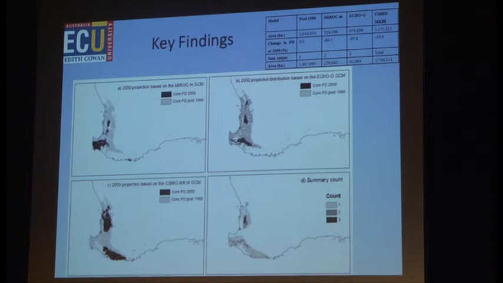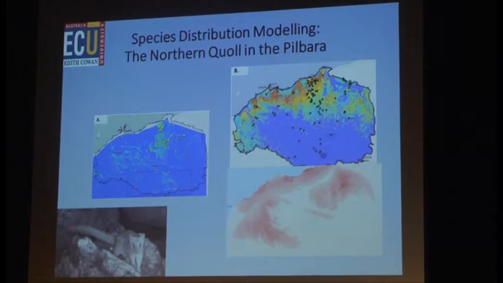Having done all this work, Deepore approached me last year and said, we're having some problems with the northern quoll in the Pilbara. This is a species that was once common across the whole top end. It has now crashed, mostly as a response to cane toads. But in the Pilbara, there's no cane toads there as yet. So they came to a group of us with this problem.